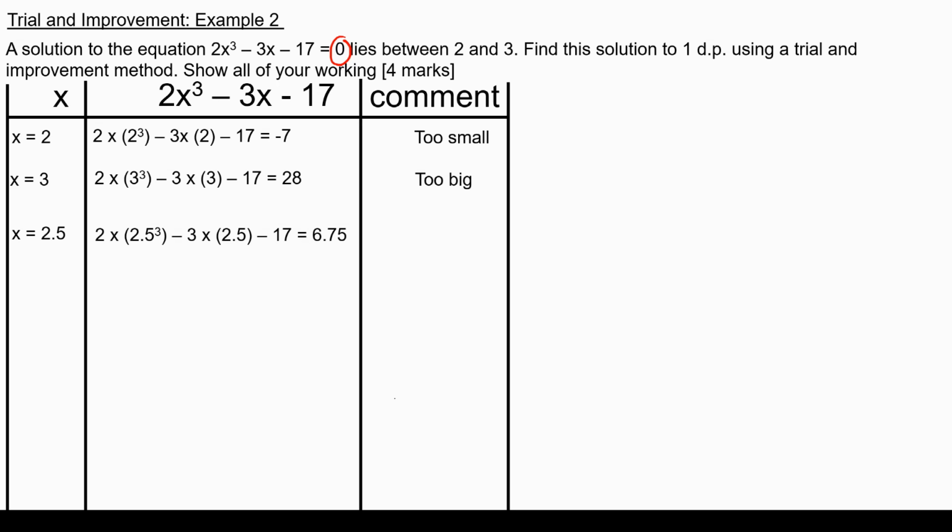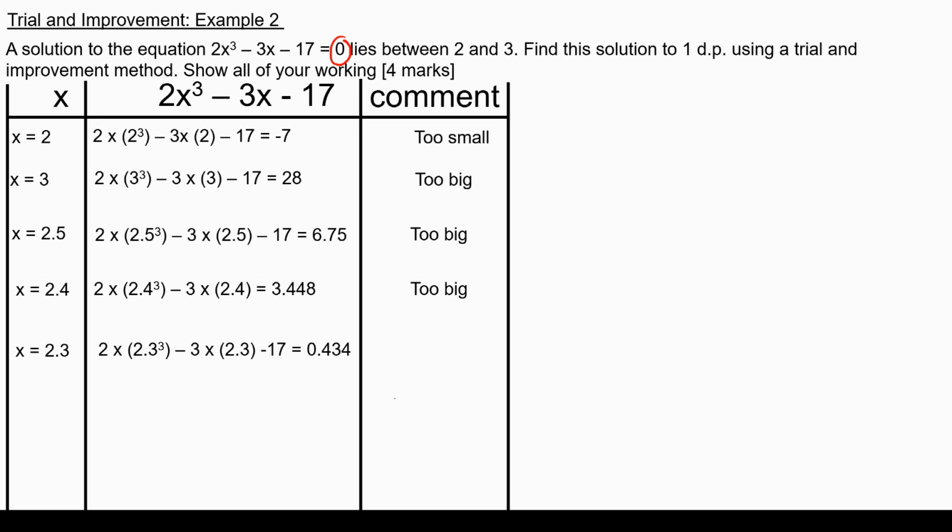If we substitute that into our calculator, we end up with 6.75, which is too big because we want 0. So logically, we're going to go smaller and try x equals 2.4, which gives us 3.448, which is still too big. So logically, we should try x equals 2.3. Doing this gives us 0.434, which is just about too big, bigger than 0. So we're going to try x equals 2.2. Now, when we do this, we end up with minus 2.304, which is too small because it's below 0.